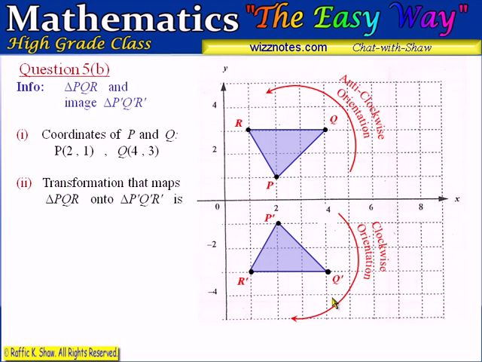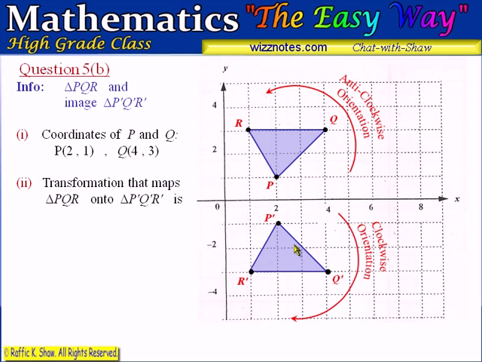And we can show that, right? So this one has a clockwise orientation. P to Q to R is clockwise around the diagram. P to Q to R on this object is anti-clockwise, while P to Q to R on the image is clockwise. So the orientation was reversed, and we have therefore satisfied the first criteria for reflection.